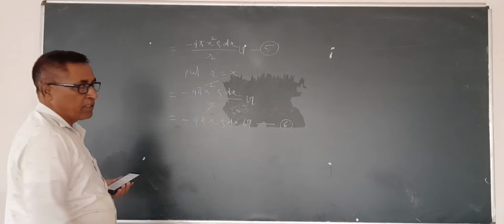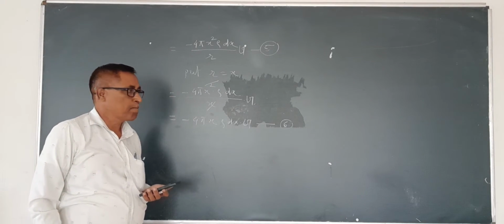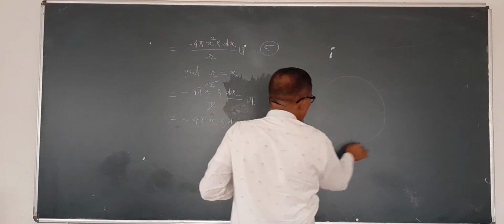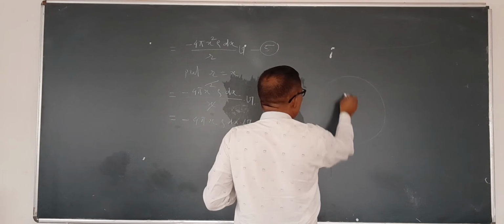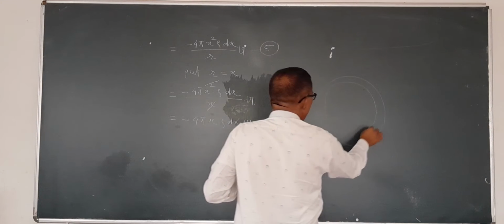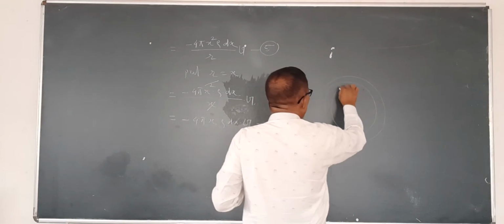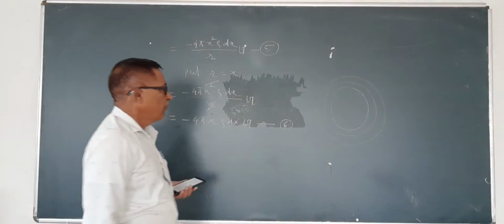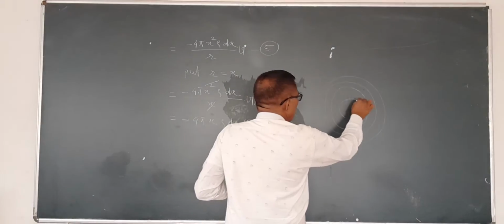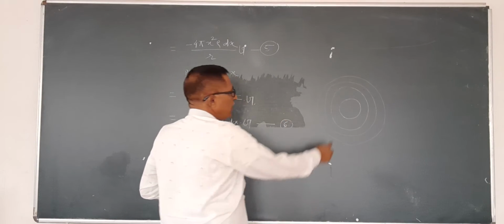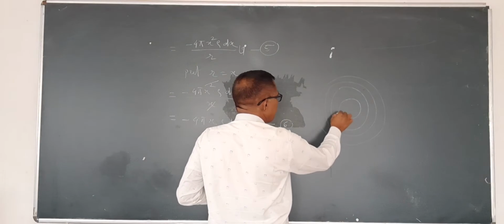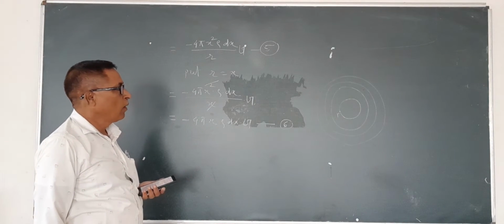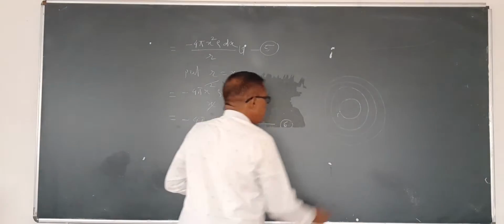By integrating this equation, what are we getting? Suppose this is the sphere, and we have considered this sphere to be made up of hollow cells. We have calculated the potential due to this inner cell, and that point is like here. Now, by integrating this equation, we are calculating the potential due to all these cells.